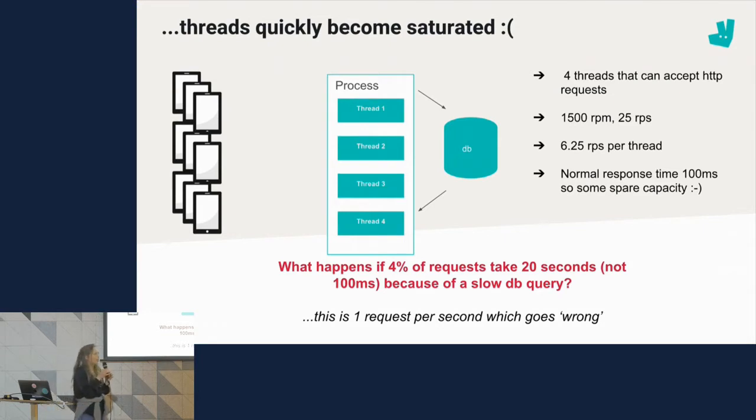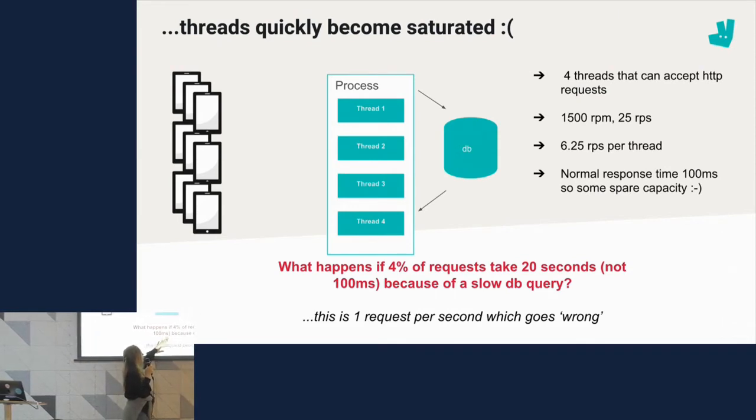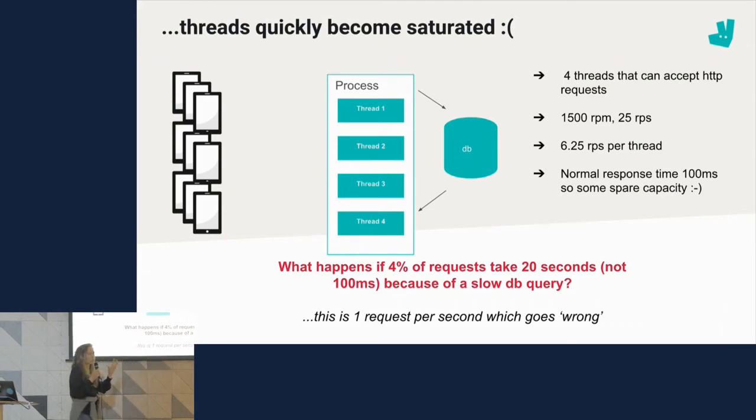So this is a Ruby application. What happens when 4% of the requests start taking 20 seconds, say because of a slow database query or because of a network blip? We host a lot of our software in the cloud, and network blips are frequent, so we need to be robust against them. So what's going to happen? 4% of requests, and we know that we have 25 requests per second, means one bad request a second.